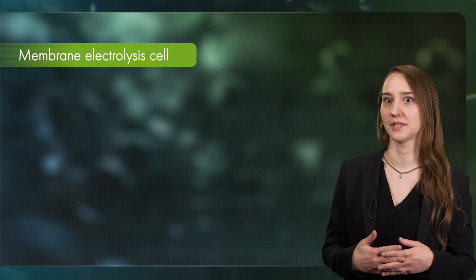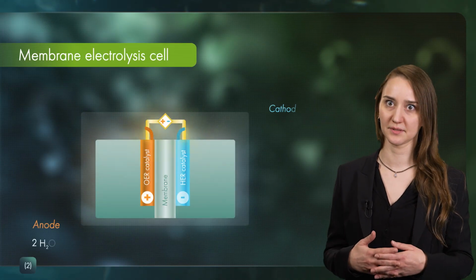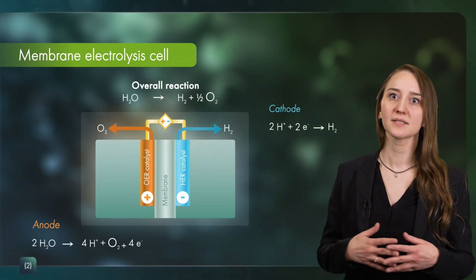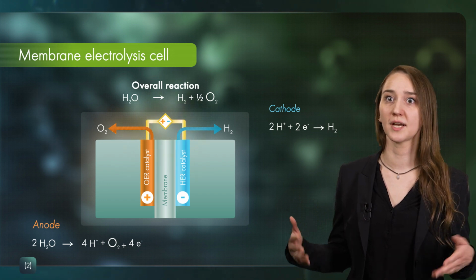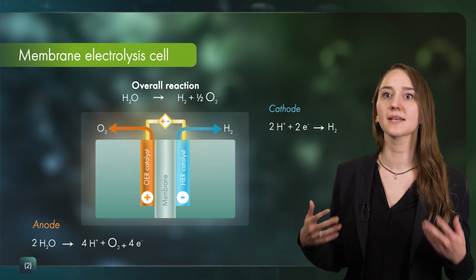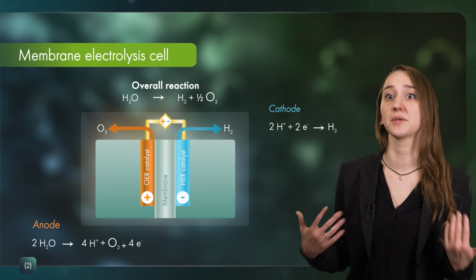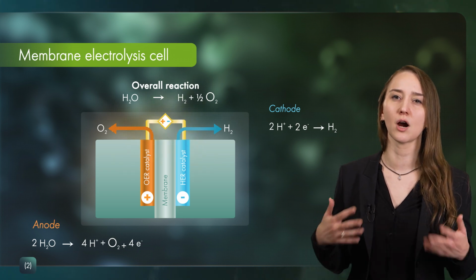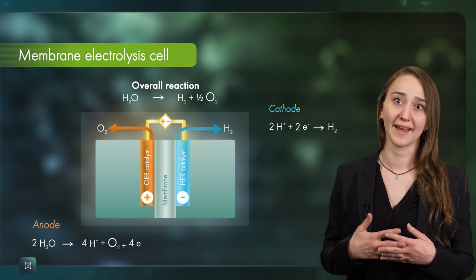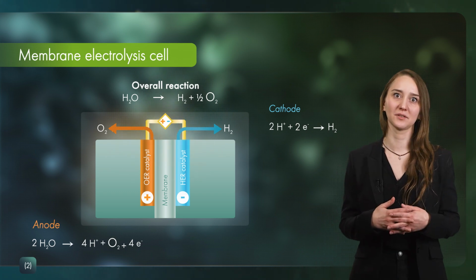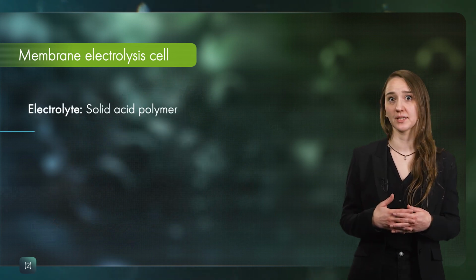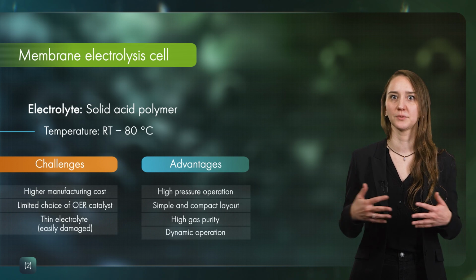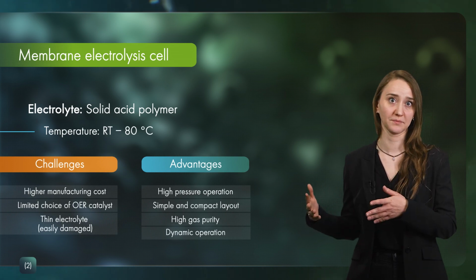Let's start with polymer electrolyte membrane, or PEM, electrolysis. Here, you should already be familiar with the reaction equations depicted on the right. Since this technology is based on a solid polymer as the ion-conducting electrolyte, it is capable of coping with higher pressures, which is a big advantage of this type. The solid electrolyte also allows a simpler and compact layout and results in high gas purities. PEM water electrolyzers can also be operated more dynamically, which is important if you want to use electrolysis to convert excess energy from fluctuating renewable sources into storable hydrogen.